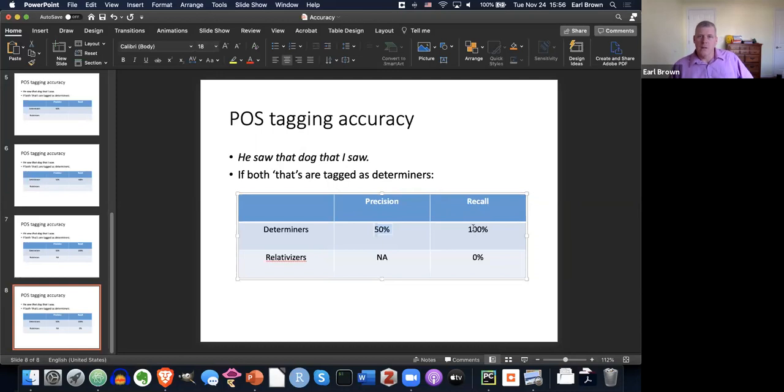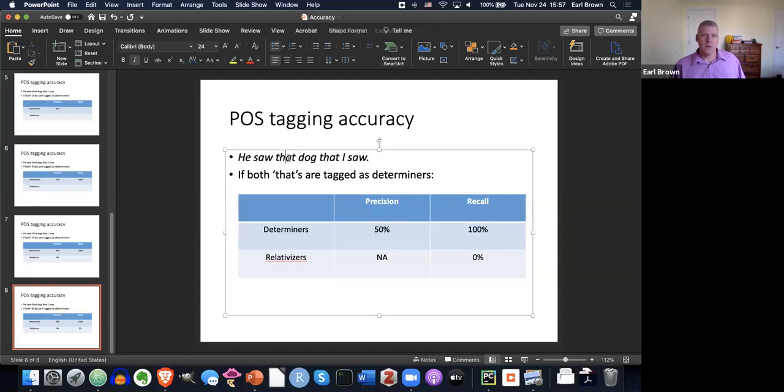The recall, if both are tagged as determiners, right, would be 100%, because the one determiner, this one right here, was retrieved. It was grabbed by the search. So the recall is 100%, right?